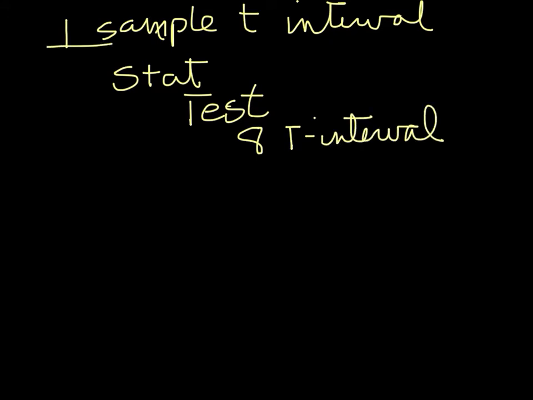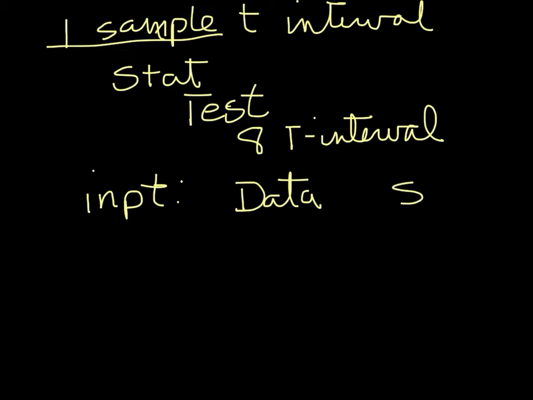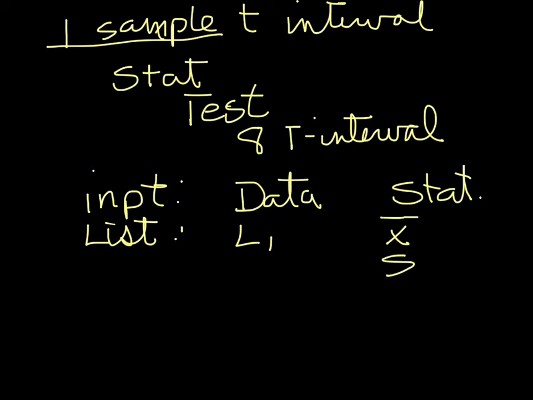All right, the one sample refers to the fact that we take one sample of data, but this is a t interval. If you press that t interval, these are the things you will see. You will see input, and that input comes from data or statistics. You will see list if it comes from data. If it comes from statistics, you'll see x bar, s of x, and this confidence level.